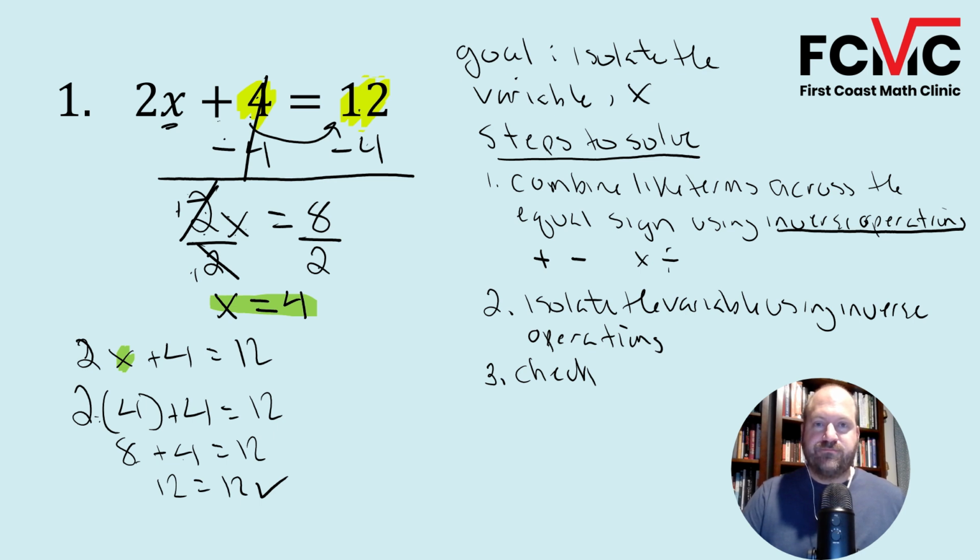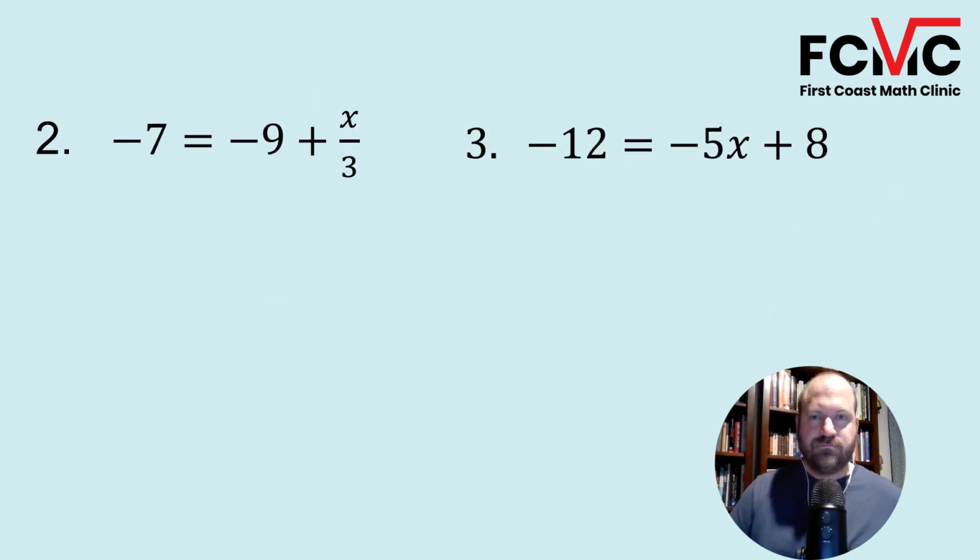All right. Let's move on to number 2. Number 2 is -7 equals -9 plus x divided by 3. So our first step, let's combine our like terms across the equal sign. We know our goal, we want to get our x by itself. So our like terms are going to be our -9 and our -7.